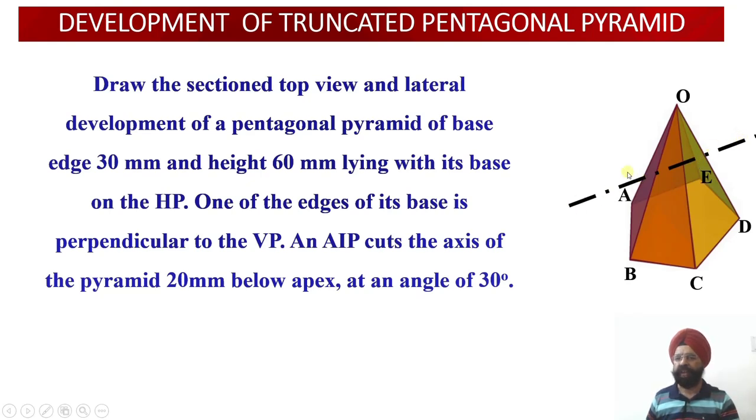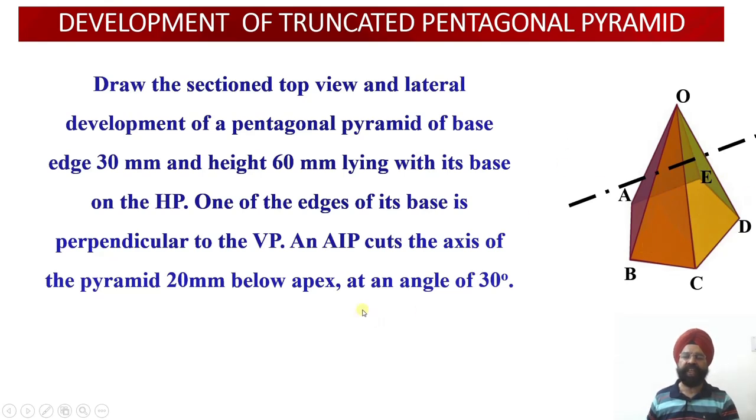Now we can observe that all the 5 slant edges of this pentagonal pyramid will be cut by this cutting plane. So thereby we are going to obtain 5 points of intersection for this particular pentagonal pyramid, and this top portion of the pentagonal pyramid which has been cut out will be discarded, and the remaining solid section view and the development we are required to draw over here, right?